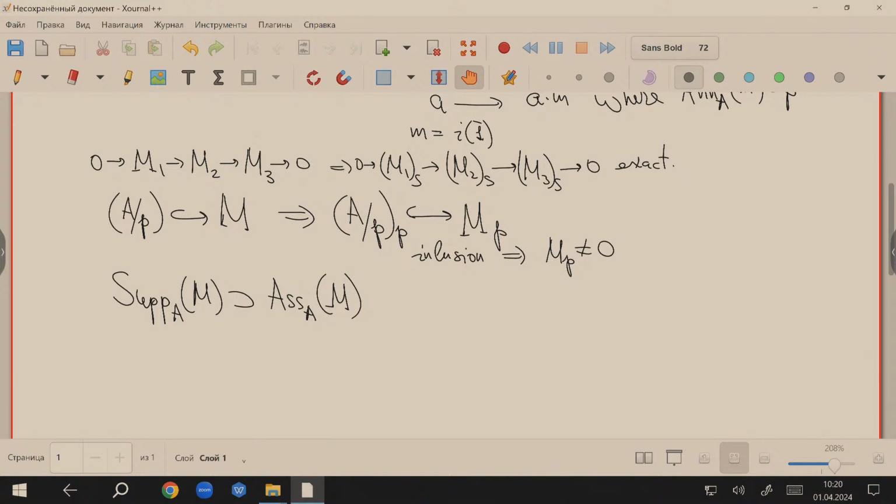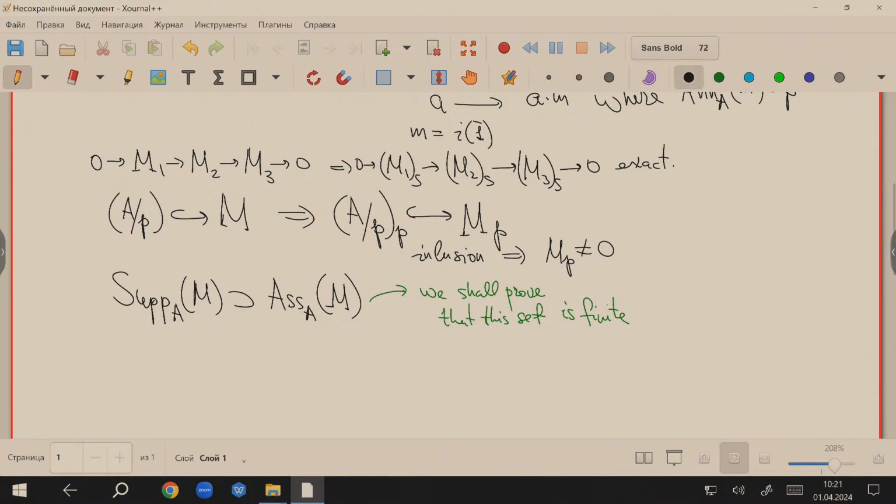Usually, when the module M is finitely generated, we shall notice that this subset is finite, and so let me draw it as a remark. We shall prove that this set is finite. And this is usually infinite.